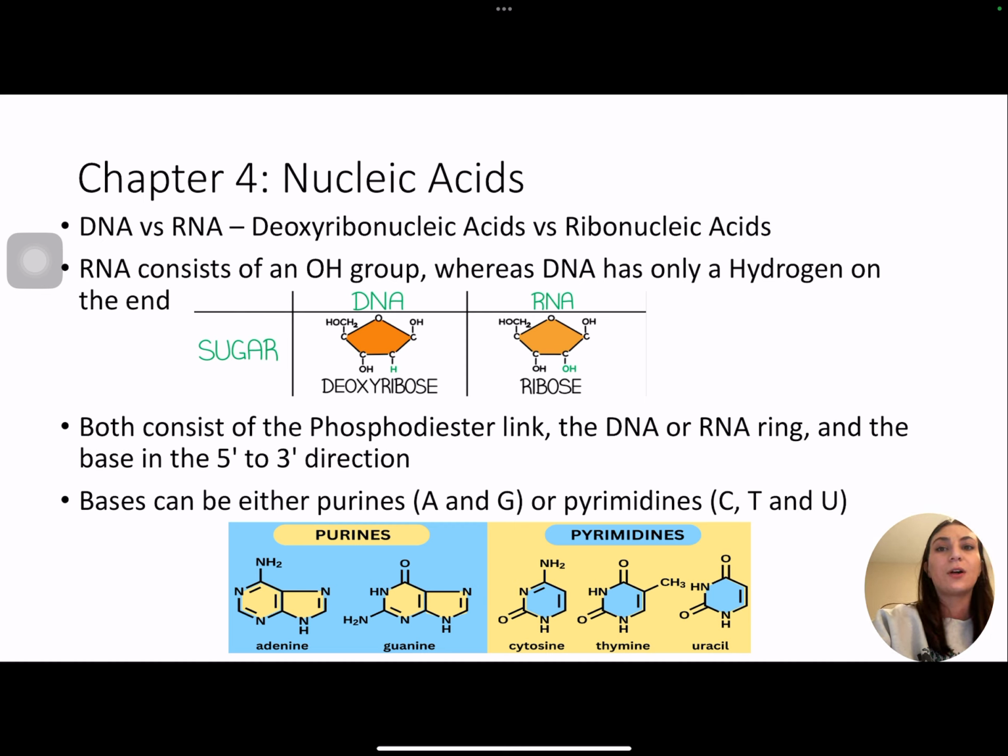Both consist of phosphodiester links and the DNA or RNA ring, as well as the base, in the 5' to 3' direction always. Bases can either be purines, which would be your A and your G, your adenine and your guanine, or your pyrimidines, which would be your C, T, or U for RNA. This would be your cytosine, thymine, and uracil.